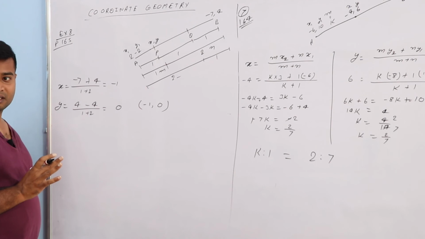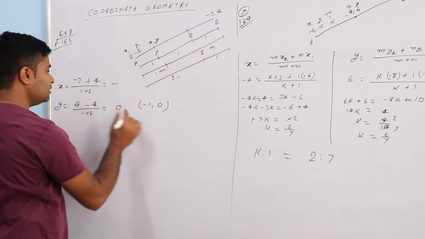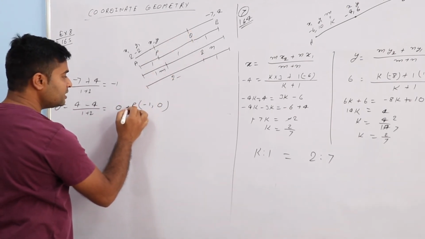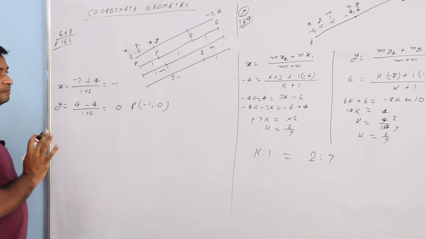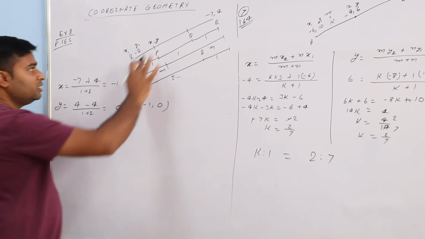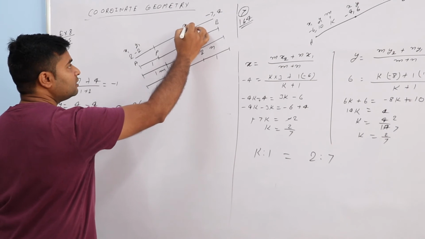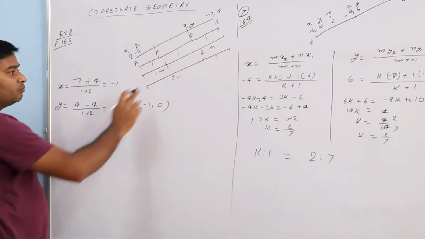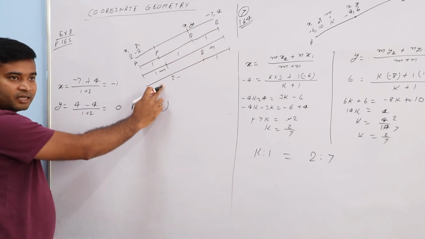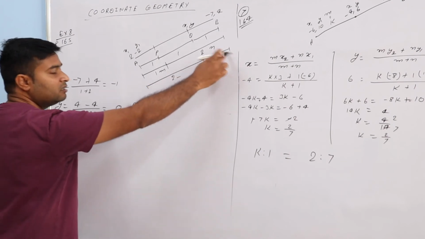Understood? Now I am finding this is the P, right? Yes, this is P. Now I am trying to find Q. So write here x comma y. For you will take this line. This is the one part. This is the other part.